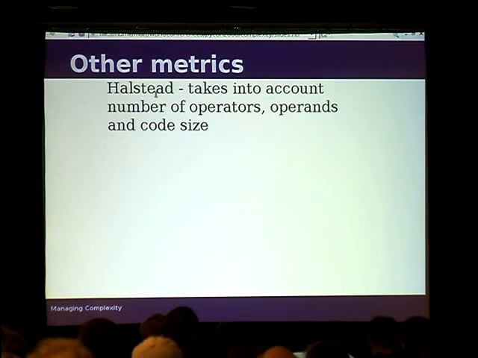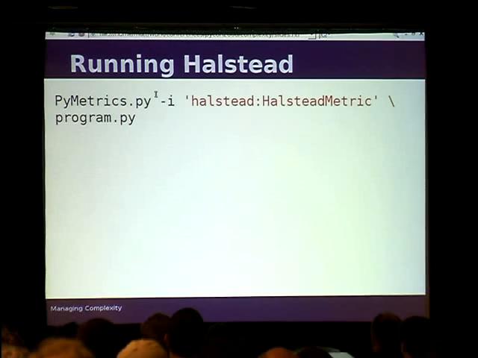There are other metrics as well. One is called the Halstead metric, which takes into account operators and operands and how much space you've written and your code size. And actually, this PyMetrics tool will calculate that as well.